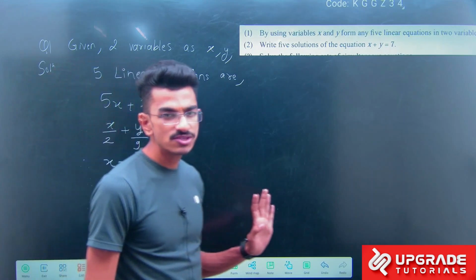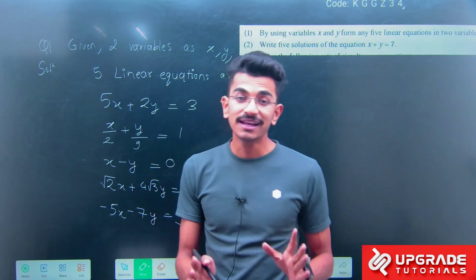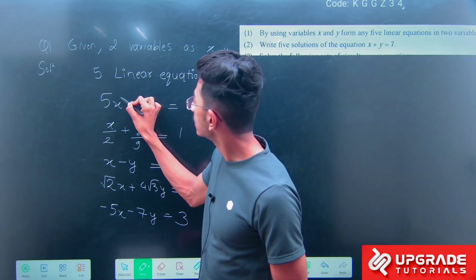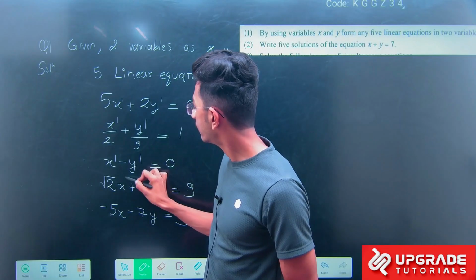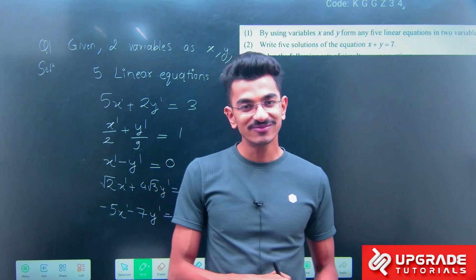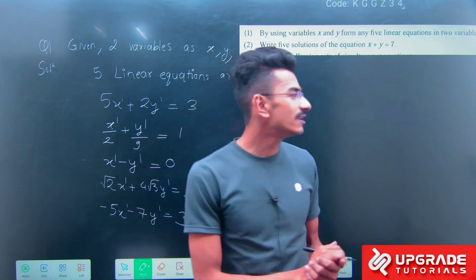Any 5 equations you have to write which contain two variables, and keep in mind the highest power of the variable should be 1. Power is 1 in each. Understood? Yes, very easy sum, just a basic overview for this sum.